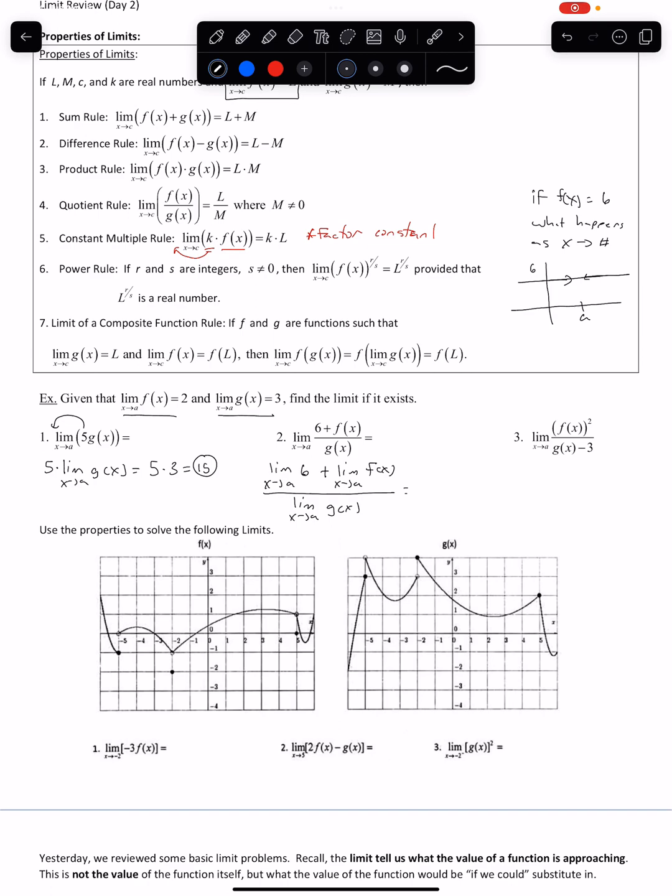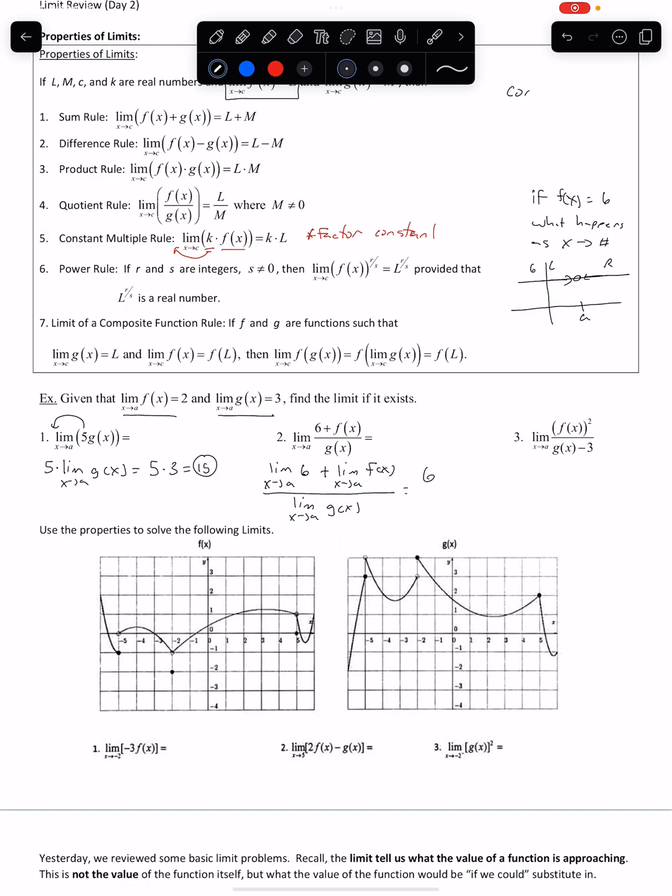On both sides, on the left, whoop, that's definitely not the left. On the right side and our left side, they're both approaching the same number. They're both approaching 6. So the first one is just going to be 6.